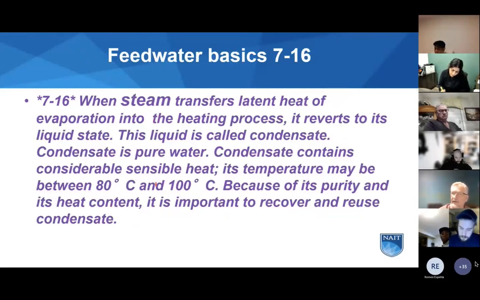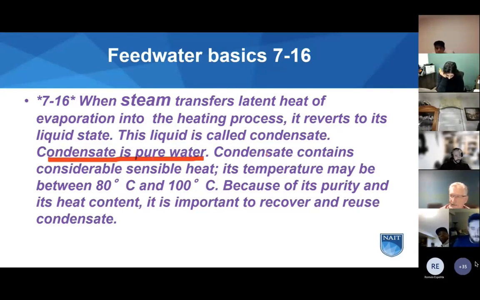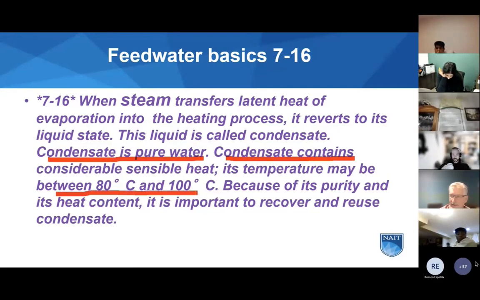Steam transfers latent heat of evaporation into our heating process and it reverts back to its liquid state. By taking that latent heat from the steam, we condense it back to liquid, and then we have something called condensate. Typically, our condensate is very pure water. It also contains considerable heat. It could be between 80 and 100 degrees C. We've used up most of what we can.